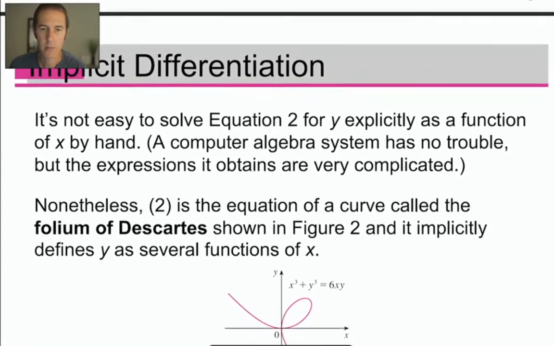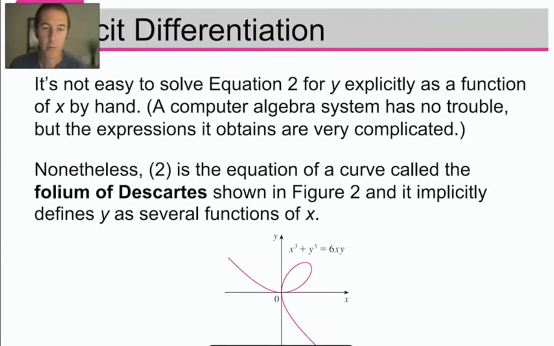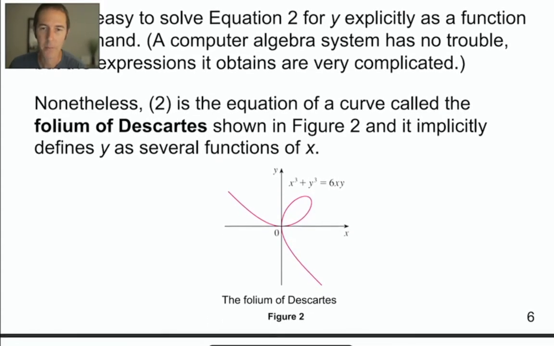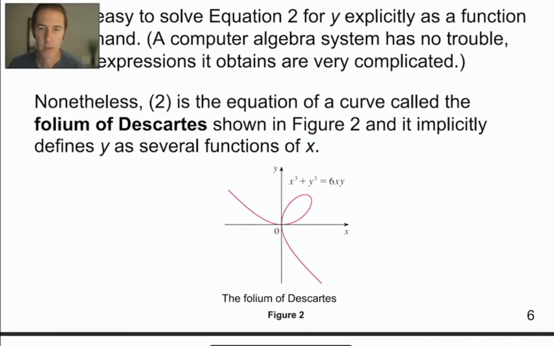And before we talk more about that first equation, if we look at this second equation, which was x to the third plus y to the third equals 6xy, which is a very specific curve, the Folium of Descartes.